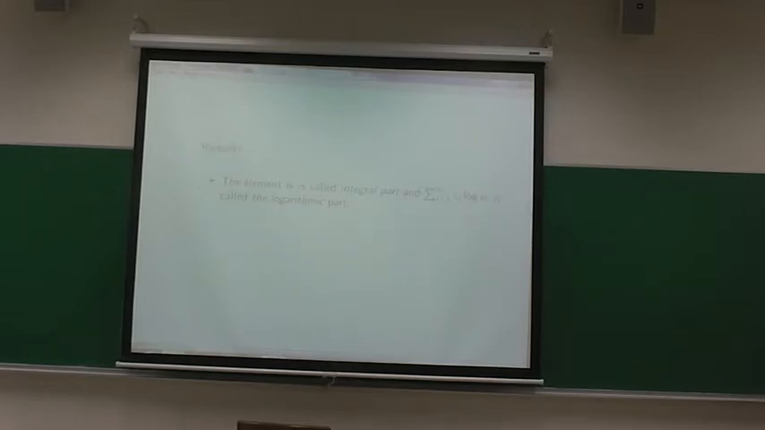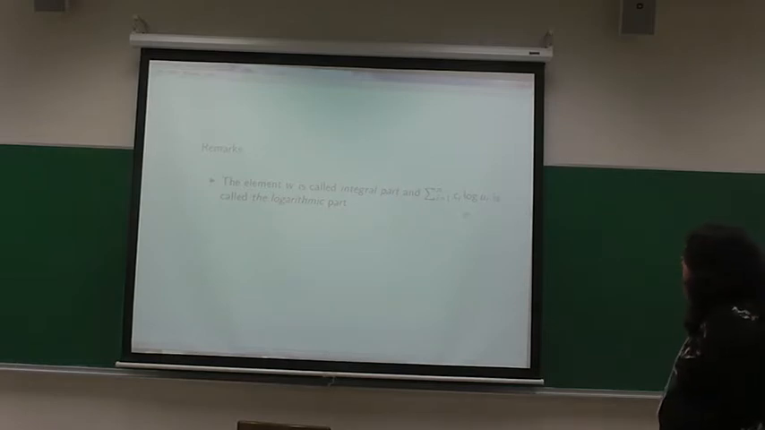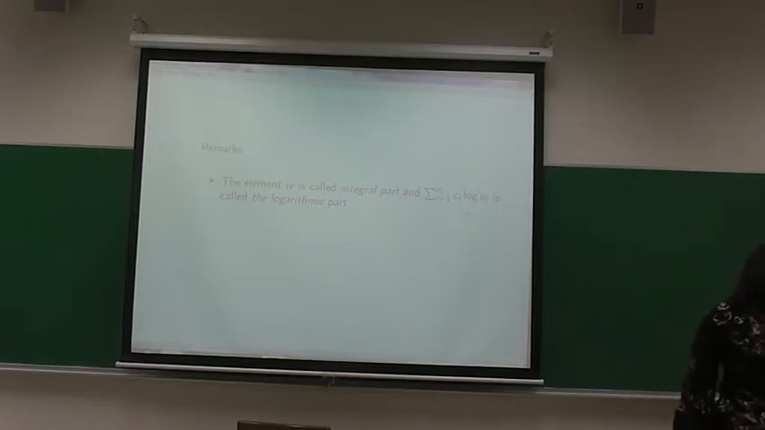So some remarks here. I was supposed to be doing page by page, so this is going to look a little bit awkward. The element W is called the integral part, and the sum of the Ci log of Ui is called the logarithmic part.